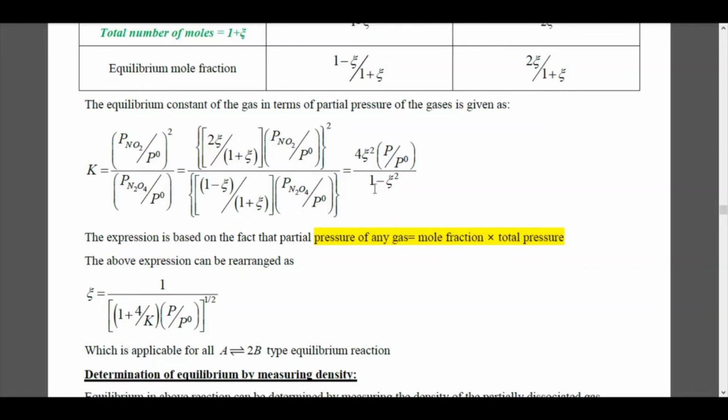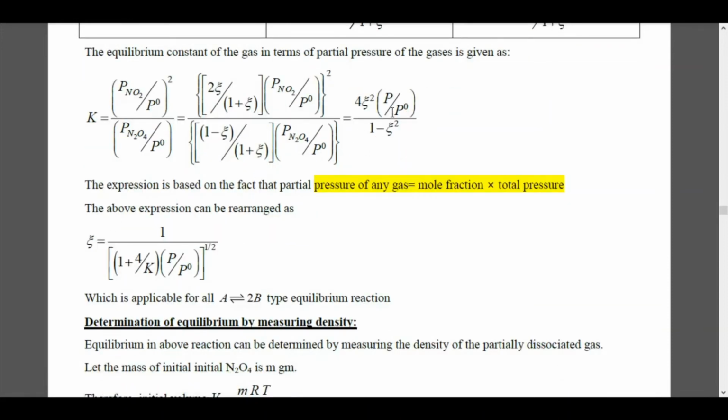So if we rearrange the terms, we will get the equilibrium constant equal to 4 xi square P by P0 divided by 1 minus xi square. The expression is based on the fact that the partial pressure of any gas is equal to its mole fraction times the total pressure. Here we have implemented this theory. This expression derives a relation between the equilibrium constant and xi. Xi is what? The extent of reaction. So we can find out the extent of reaction.